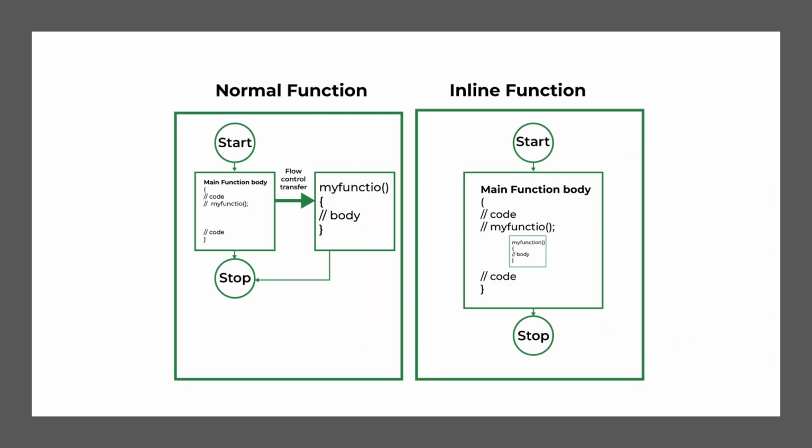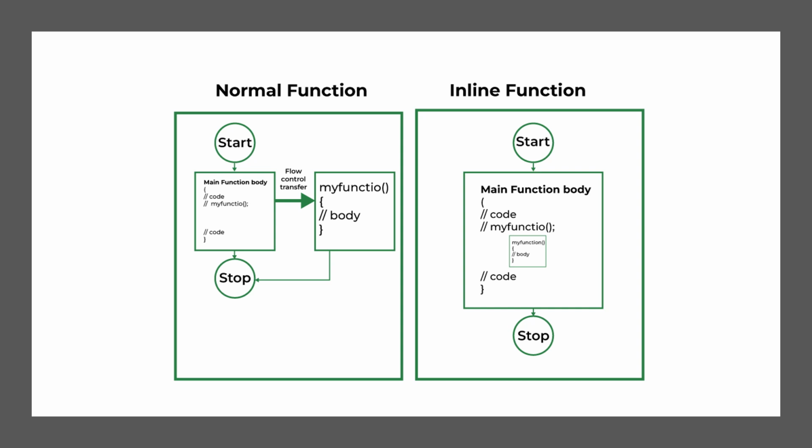So see the difference between the normal function and the inline function. This is a normal function, everyone knows. We are going to start with the main function body, where code will be there, and my function, with many codes. So flow control is transferred to my function. In the body of the function, three to four statements will be there, and they are going to be executed.